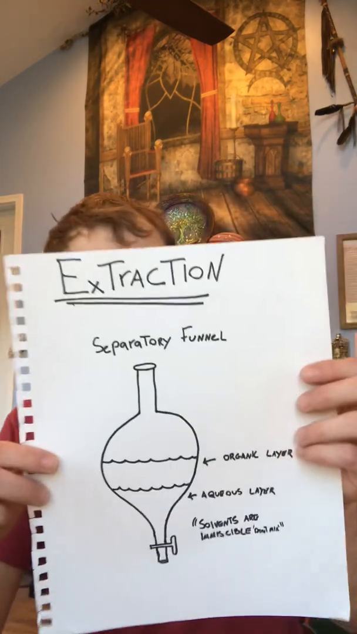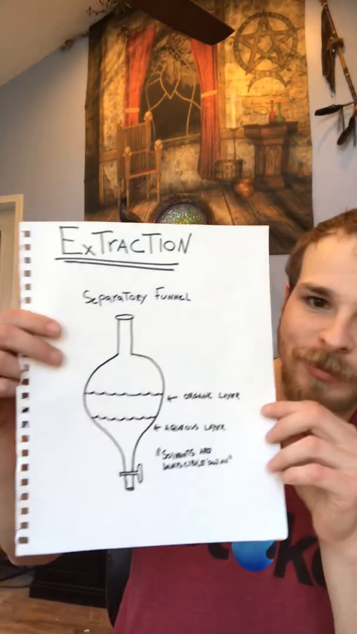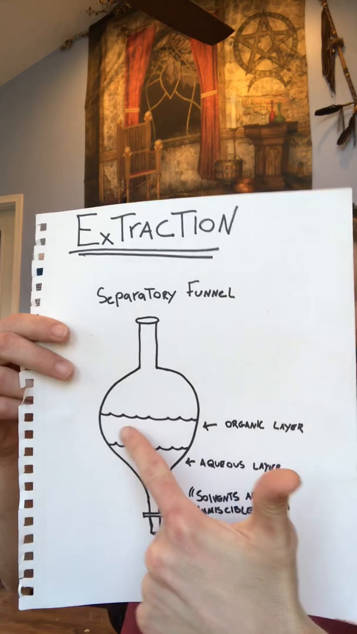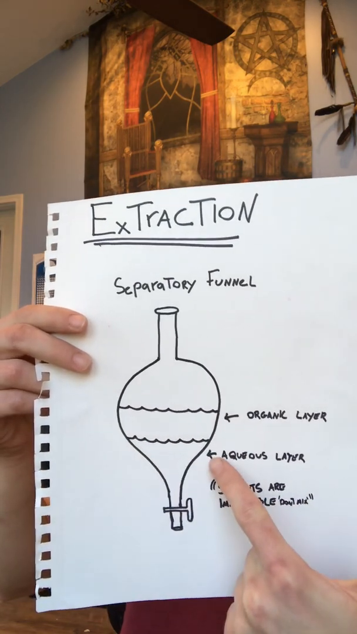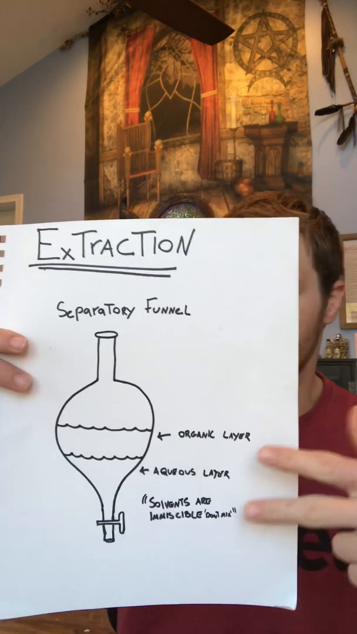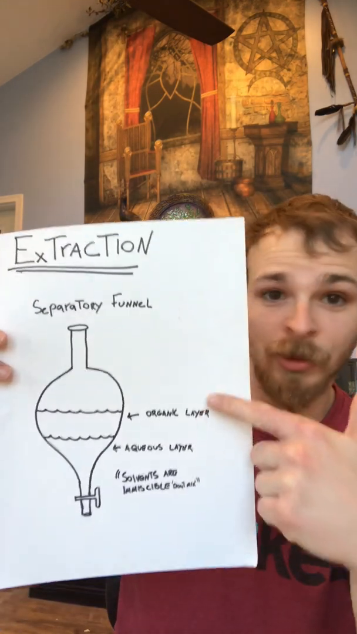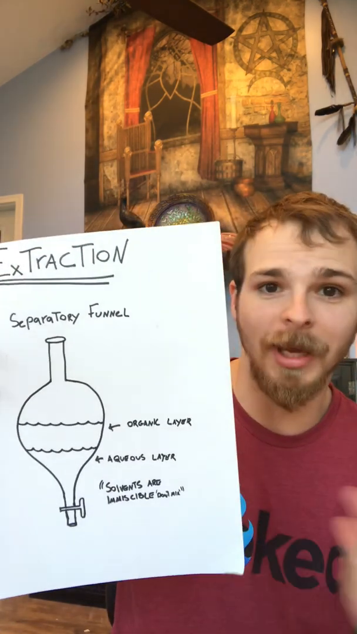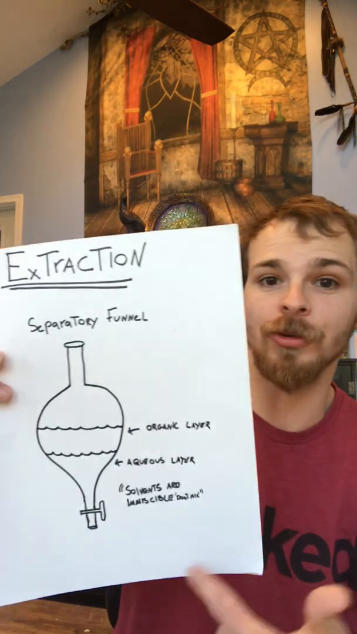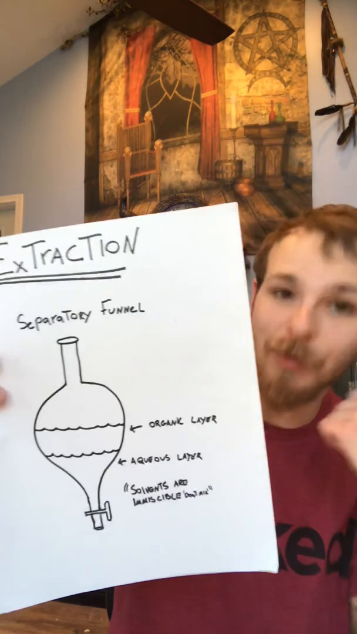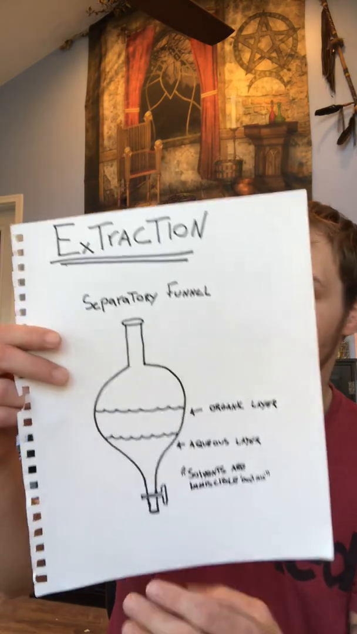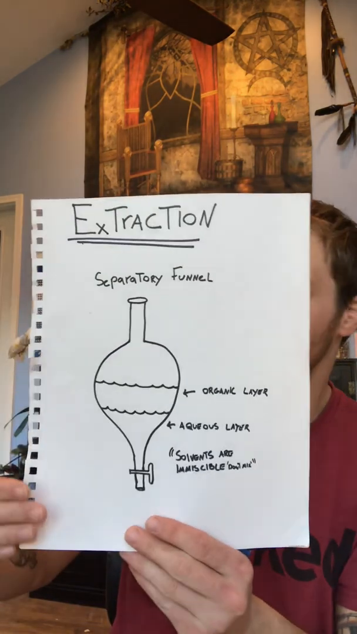So we're going to go back to our extraction picture. So we have our organic layer phase and our aqueous layer. These are two immiscible liquids, so that means the liquids won't ever mix. So like I said before, oil and water, those are two immiscible liquids. No matter how much you shake them, they'll separate. You can do the same thing with a lot of other chemicals.